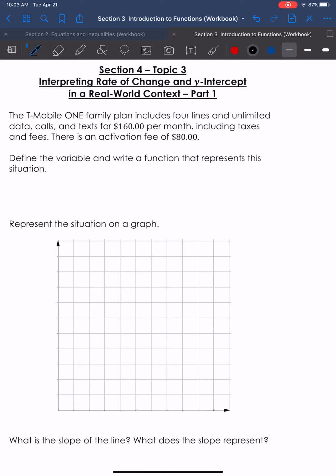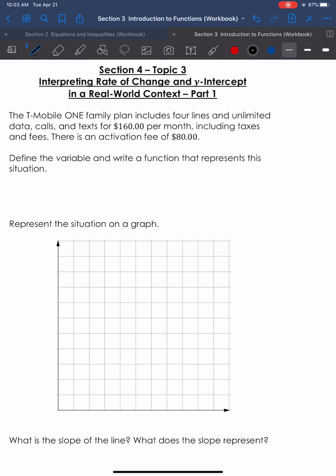Alright, this video comes from section 4 topic 3, and we're going to talk about rate of change and the Y-intercept in a real world context.